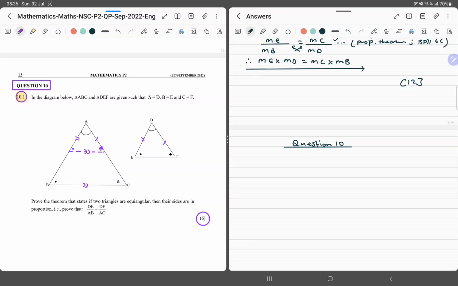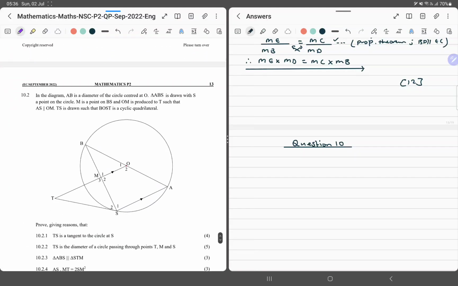So please, guys, this is too easy. I'm not wasting my time on that. Okay, let's go for 10.2, which is what may be challenging. Perhaps, we don't know. We'll find out.